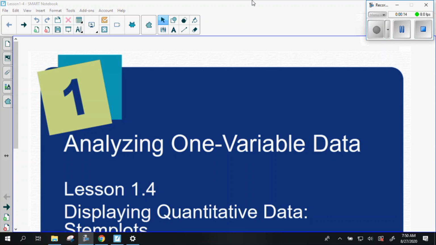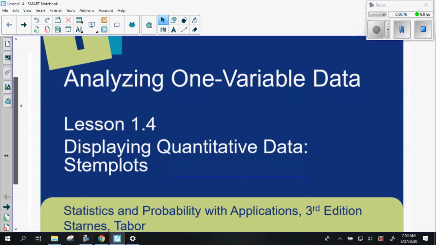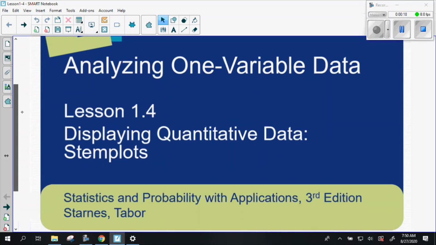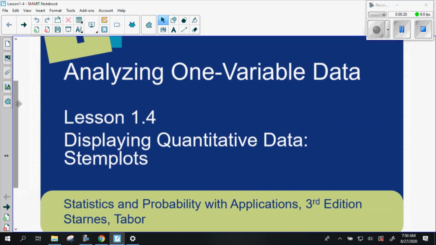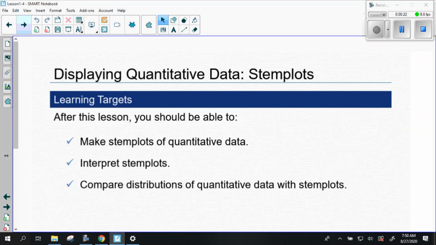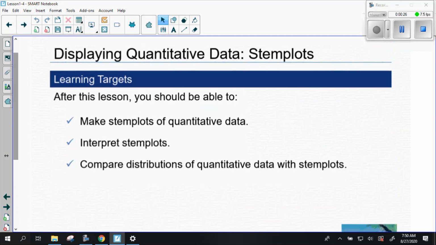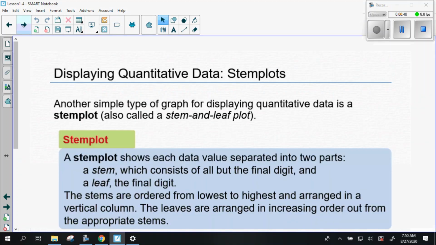We're going to talk about stem plots, also known as stem and leaf plots. These are some things that we're going to do during our lesson today. We're going to make a stem plot, we're going to be able to interpret it, and we're going to be able to compare distributions with some back-to-back stem plots. So it's going to be a good time.